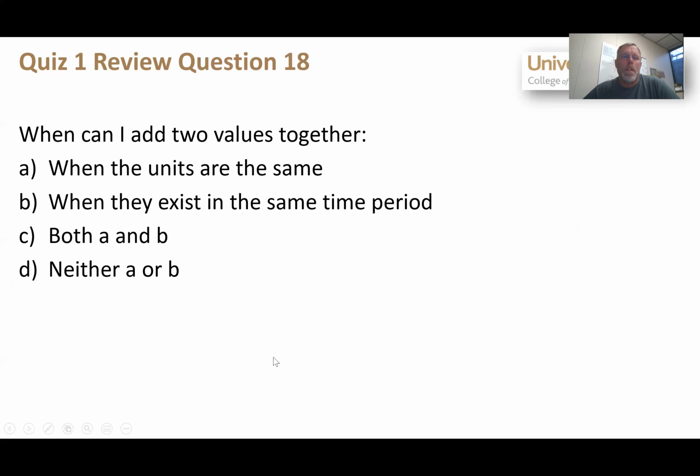When can I add two values together? A, when the units are the same. B, when they exist in the same time period. C, both A and B, or D, neither A nor B. Here, A and B. You've got to have the same units. You can't add, say, elk with dollars or elk with beavers. And they have to be in the same time period. Elk 100 years from now is not the same as elk right now. Dollars 100 years from now is not the same as dollars right now.